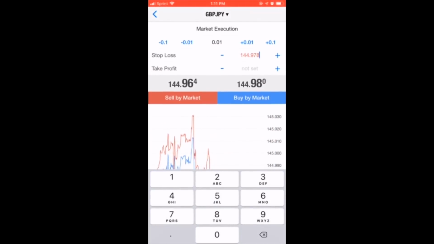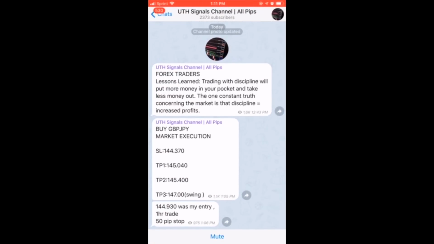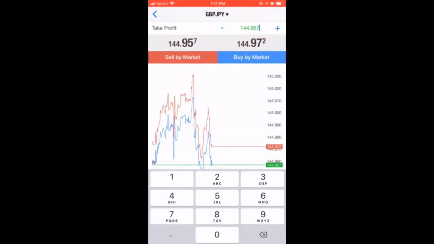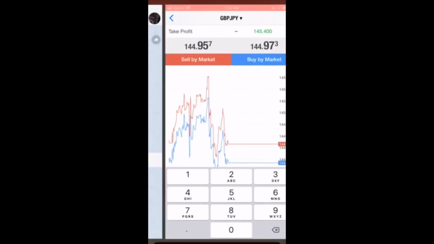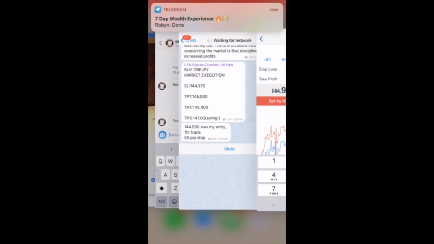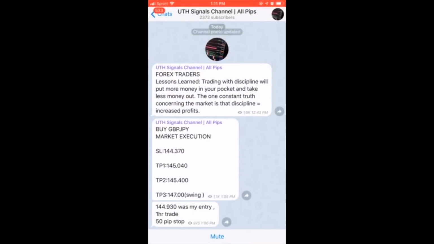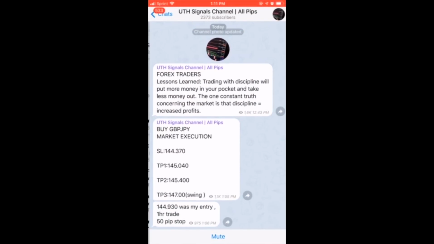144.370. Now we're going to do the TP2 because we already did TP1. So we can do 145.400. Are we buying or selling? We're buying. And we're going to press buy. Triple check before you press it now. Make sure your numbers are correct. Buy. Made that trade. Now, if you wanted to do TP3, it will be the same thing. You can go back, look at the TP3, look at the number.